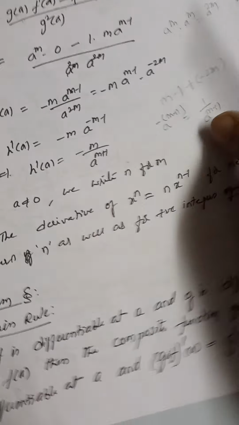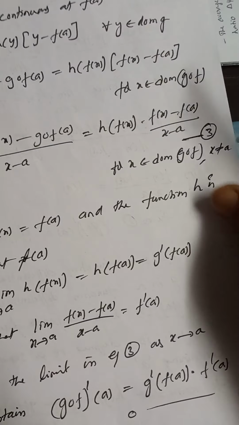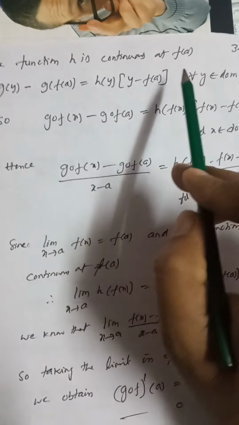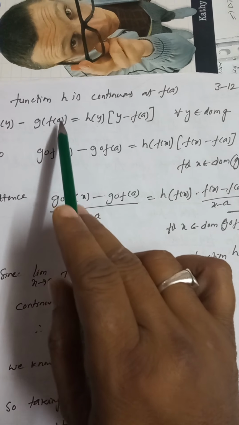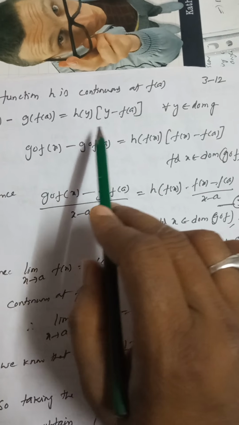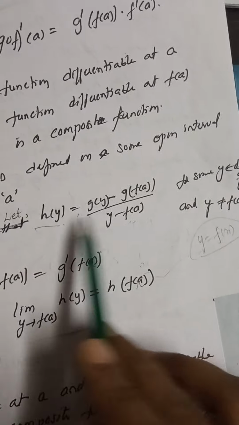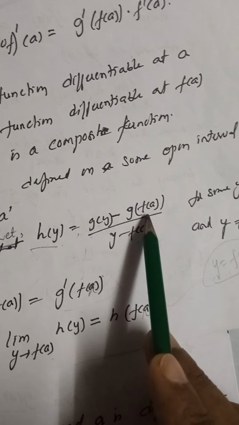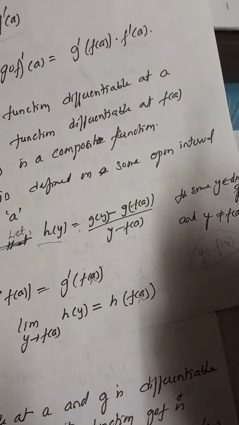Now next, the function h is continuous at f of a. Now consider g of y minus g of f of a is equal to h of y into y minus f of a. From where are we getting this? From the first concept, right? If you cross multiply this one, g of y minus g of f of a can be written as h of y into y minus f of a. From this point we are getting this result, right?